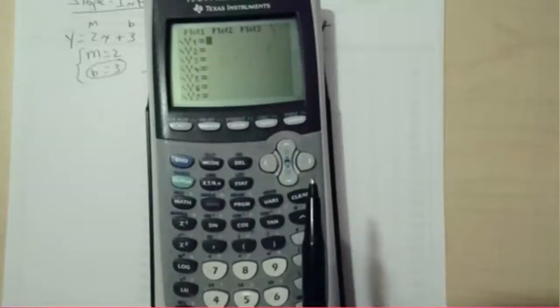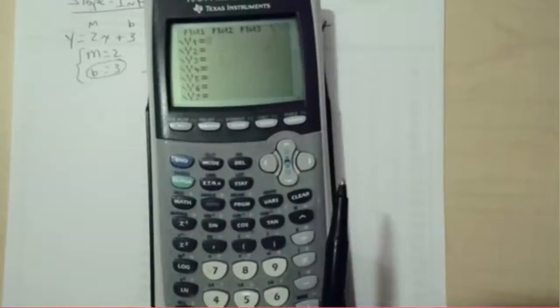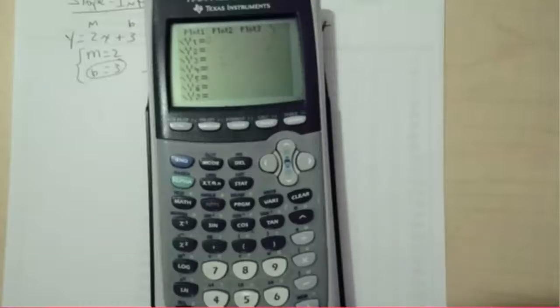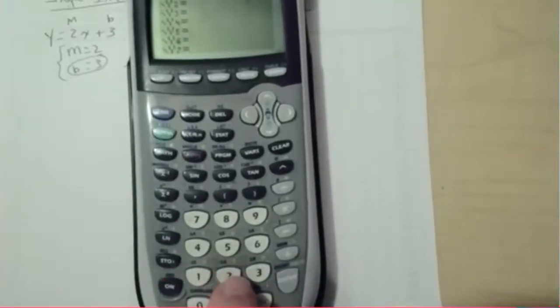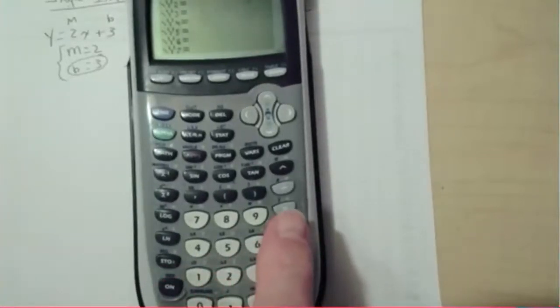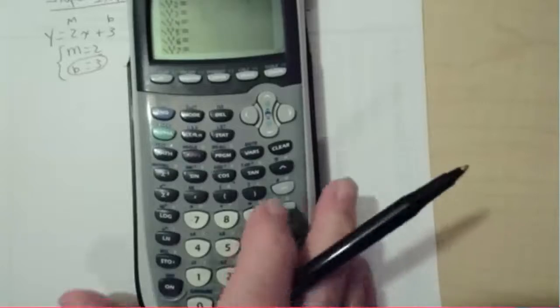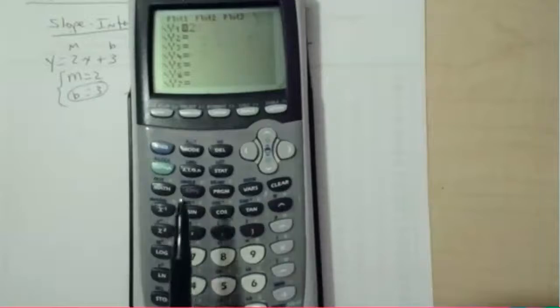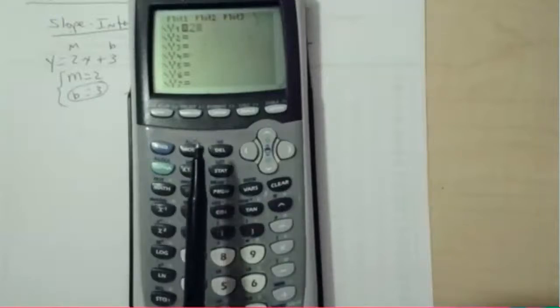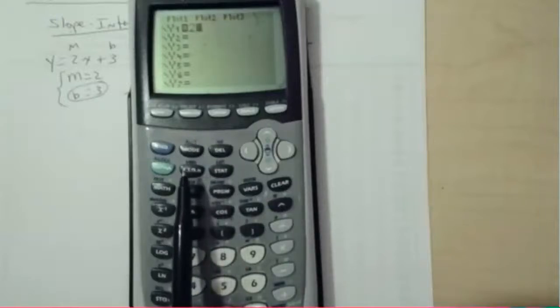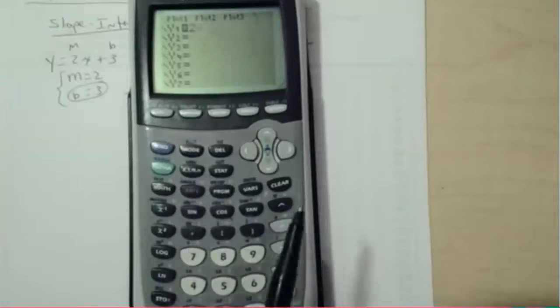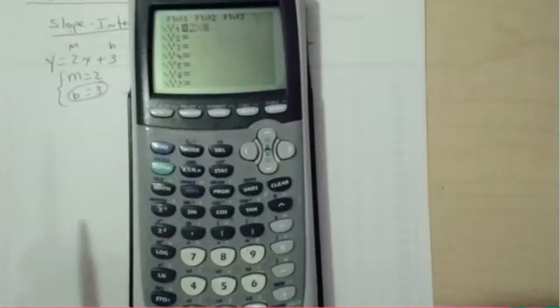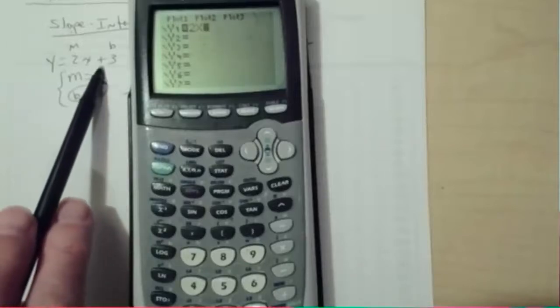So we hit the number 2. Do not use this. This means to multiply. That's not x. X, the variable x, is this one right up here. See, right under mode, it says x, t, theta, and n. That's our variable x. 2x, and then plus 3. Now we hit the plus button, and 3.